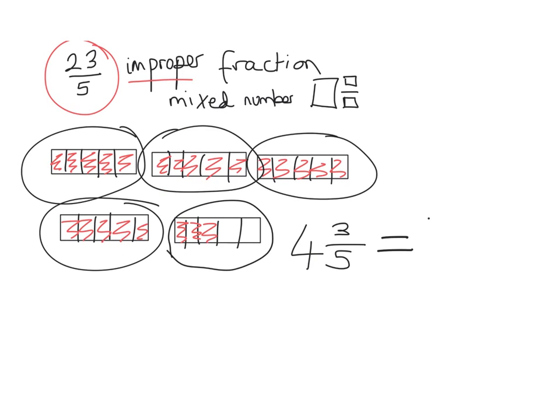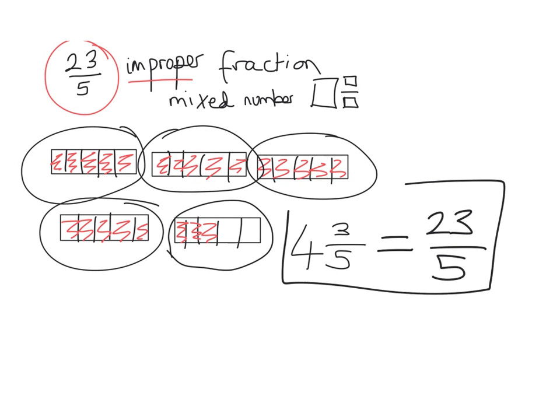So I can actually say these things are equal to each other. So if I want to write 23 over 5 as a mixed number, it would be 4 and 3 fifths.